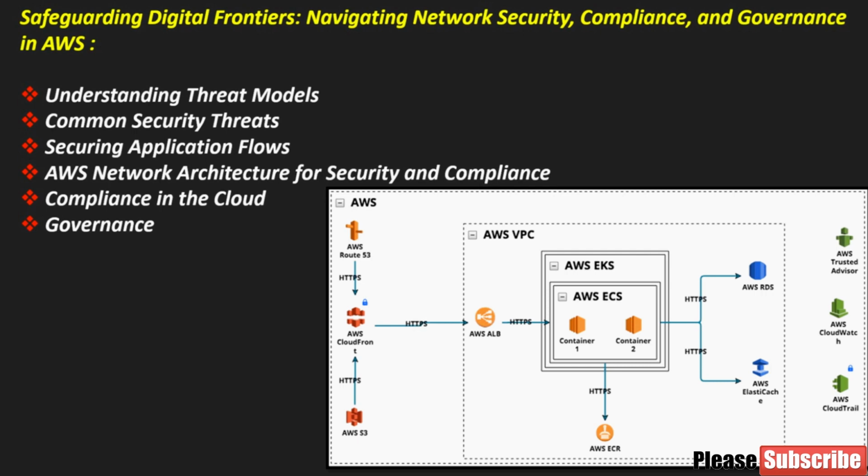So, in conclusion, in the ever-evolving landscape of digital business and connectivity, network security, compliance, and governance stand as the guardians of sensitive information. Implementing and maintaining network features to meet security and compliance needs is a multifaceted challenge. But with a solid understanding of threat models, common security threats, application flows, and AWS network architecture, organizations can build a resilient defense against ever-present cyber threats. In the cloud era, AWS provides a powerful toolkit to fortify these defenses and ensure that our digital frontiers remain secure and compliant.